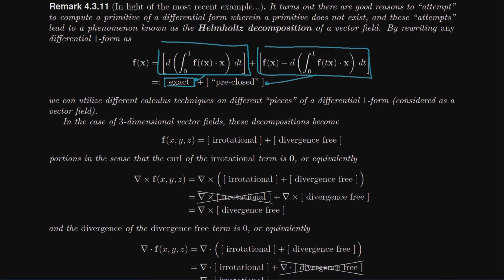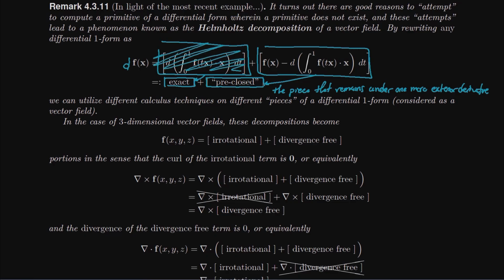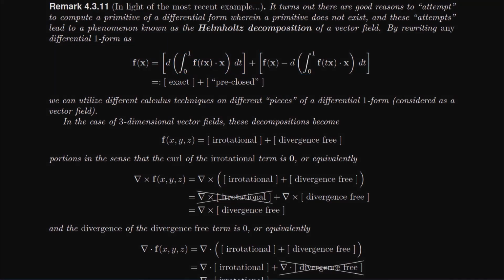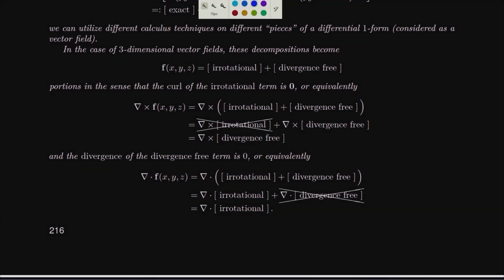Now there are lots of ways of describing what everything else is. I'm calling this everything else pre-closed. In some sense, it's the part of the differential form which will remain after an exterior derivative is taken. The piece that remains is under one more exterior derivative. So if you took one exterior derivative of f, this exact part would fall apart because Poincaré's lemma tells us that, and you would just end up with the exterior derivative of the second half. So that's really what this decomposition does for us.